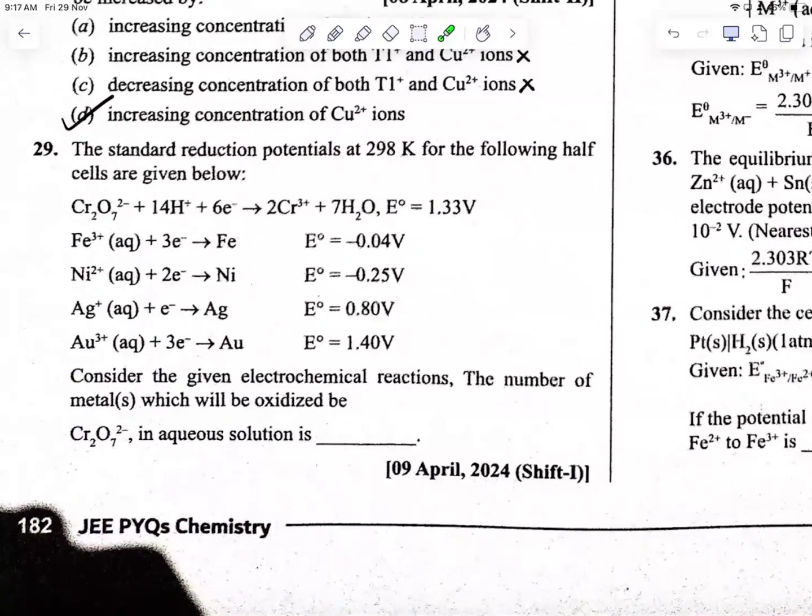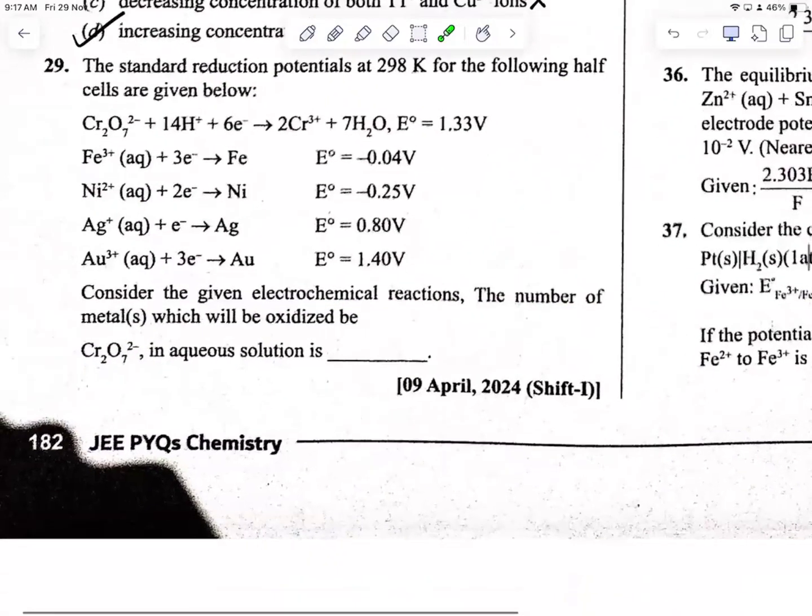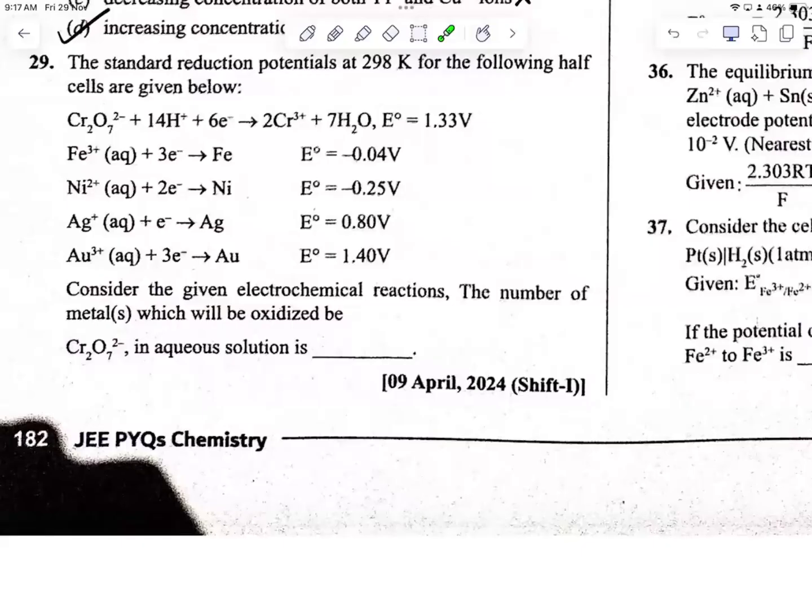Chalo. The standard reduction potentials for the half cells are given here. Consider the given electrodes: the number of metals which can be oxidized by Cr2O7. This was a simple integer type question. See, 1.33 is the reduction potential for chromium. You need to notice the other reduction potentials should be less than this, so that the others can get oxidized and dichromate can get reduced. Obviously this value is quite less, this is less, this is less, this one is not.